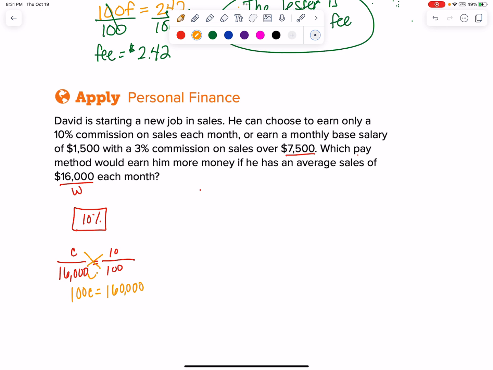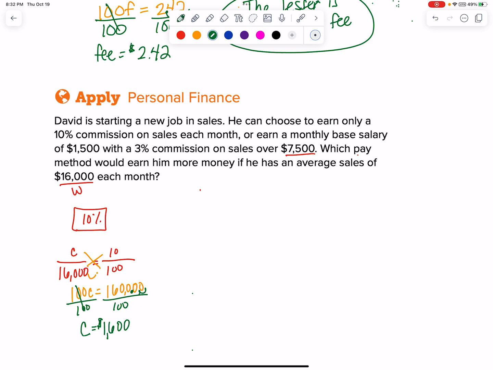1,600,000. Divided by 100, divided by 100, and we have a commission of, swoop, swoop, 1,600. So I could just earn $1,600 with this 10% commission deal. Okay, so that's option one.